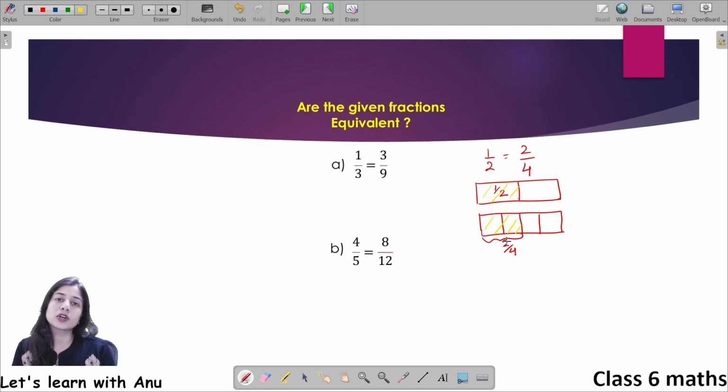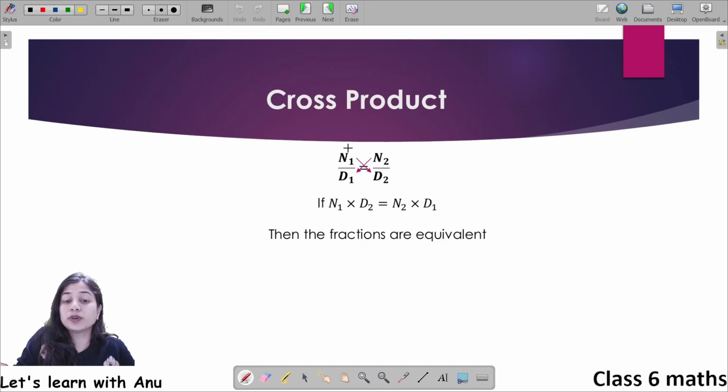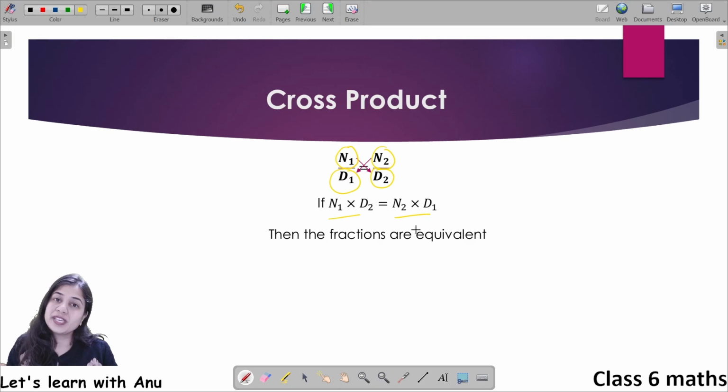But every time it's not possible to draw figures and check it out. So we should have an easier way to check whether the given fractions are equivalent or not. In today's video, we are going to learn that, and that is cross product. In this, we are going to multiply the numerator of the first fraction with the denominator of the second fraction, and the numerator of the second fraction with the denominator of the first fraction. If the products are equal, then the fractions are said to be equivalent.